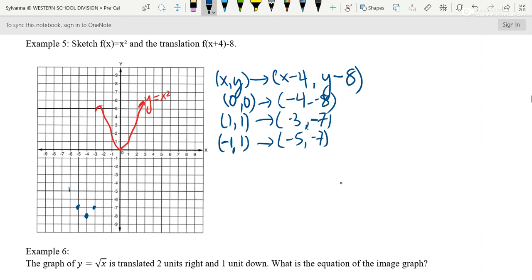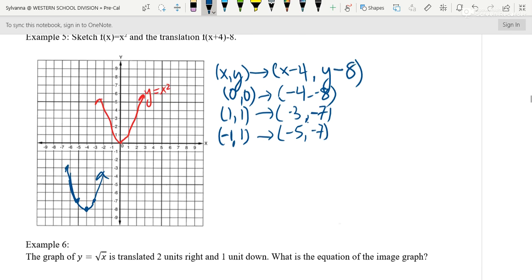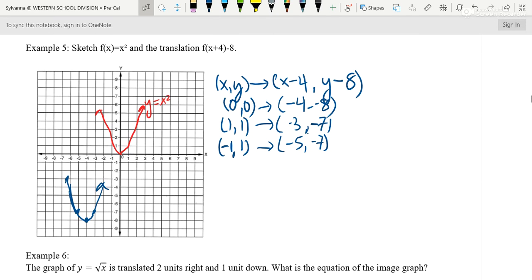So I'm just going to extend my graph a bit here. And that would be my translated graph. I can call this f(x + 4) - 8, or I can just plug it into my function. Like I already know f(x) is equal to x squared.